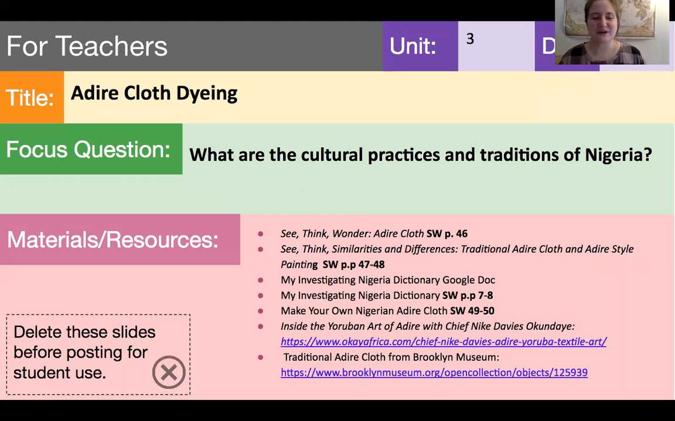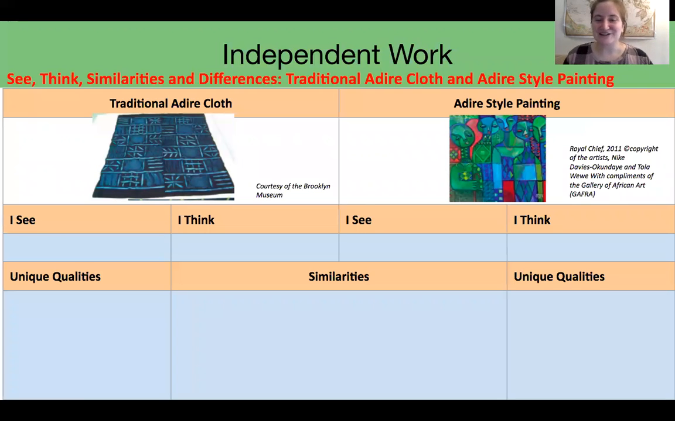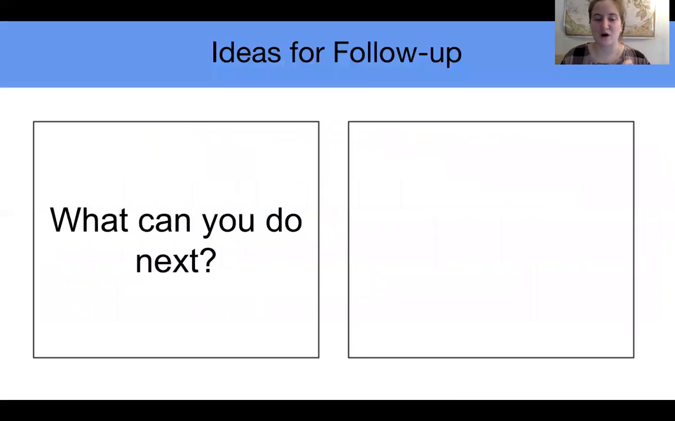So the last one I'm going to show you is from the unit in Nigeria, the case study of Nigeria. And this is a bit of an extension from SeeThinkWonder to See, Think, and Analyze Similarities and Differences. So you're looking at some traditional art from Nigeria and going through the See and Think portion of the routine and then describing some unique qualities.